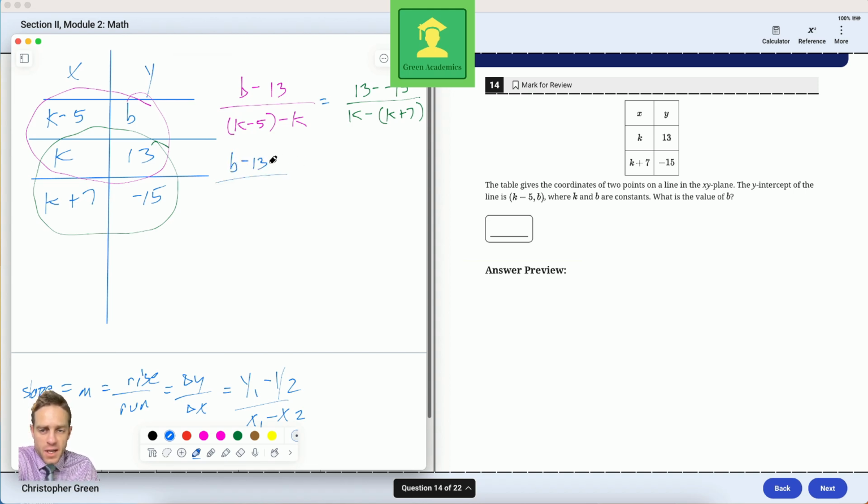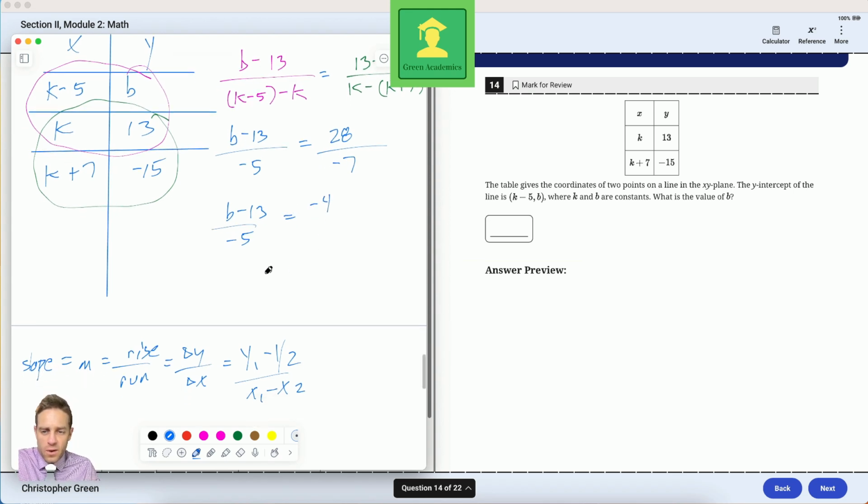b minus 13 over k minus 5 minus k is just negative 5. And this gives you 28. And then this is k minus 7, leaves you with negative 7. So now you're looking at b minus 13 over negative 5 equals negative 4. b minus 13 equals 20, which gives you that b should be 33.